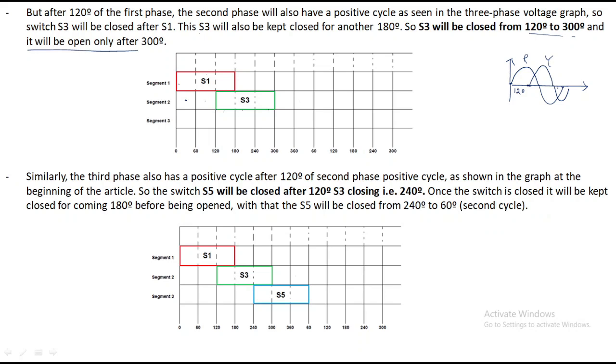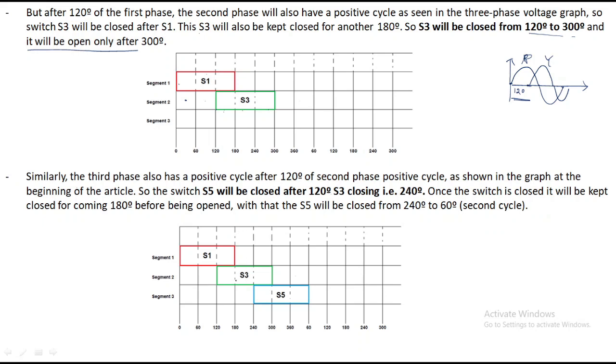The reason is that between any phases, 120 degrees is the phase displacement. Similarly, the third phase also has its positive cycle after 120 degrees of the second phase's positive cycle, as shown in the graph. At the beginning of the cycle, the switch S5 will be closed after 120 degrees.